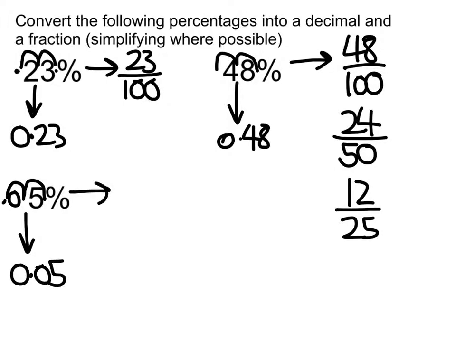As a fraction, we start again as 5 over 100, always over 100, because that's what percentage means. And if you have a number ending in a 5 and another number ending in a 0, then 5 divides into both of them. So 5 divided by 5 is 1, and 100 divided by 5 is 20. And there's my final answer.